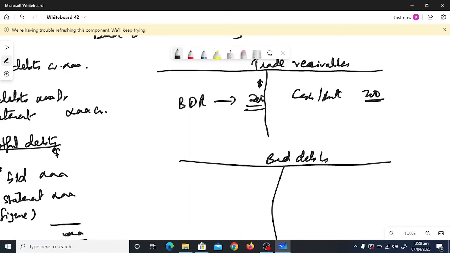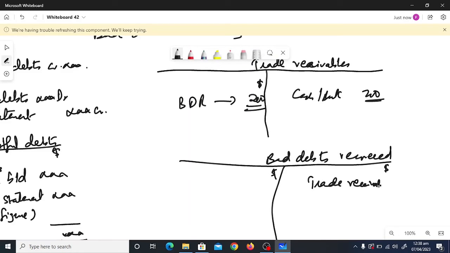But what the examiner can ask you in the examination is the bad debts recovered T account. So let's make the bad debts recovered T account. Bad debts recovered. So this bad debts recovered T account, it will always be on the debit side because it's revenue.